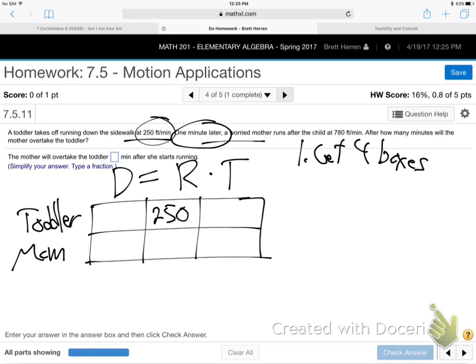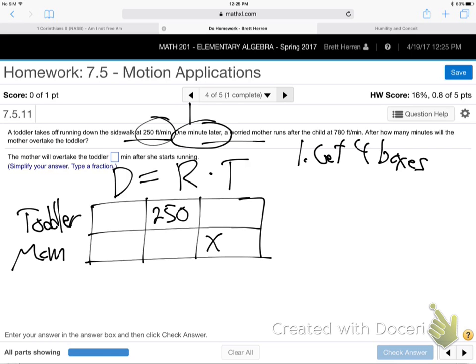1 minute later. Now, 1 is a number, right? But 1 minute later, that's a time fact, isn't it? Does that make sense? 1 minute later, they're headed in the same direction. If you leave 1 minute later, your time of travel is 1 minute less, right? Because you started later, you traveled for less time.